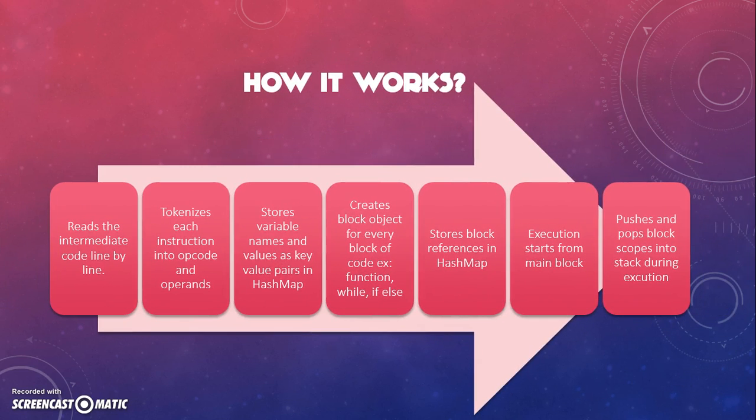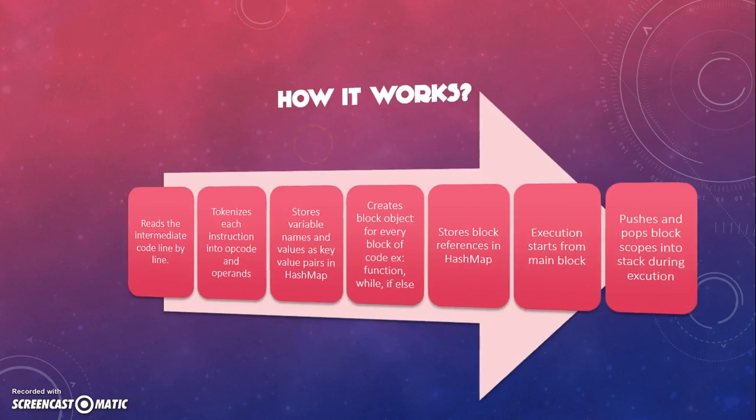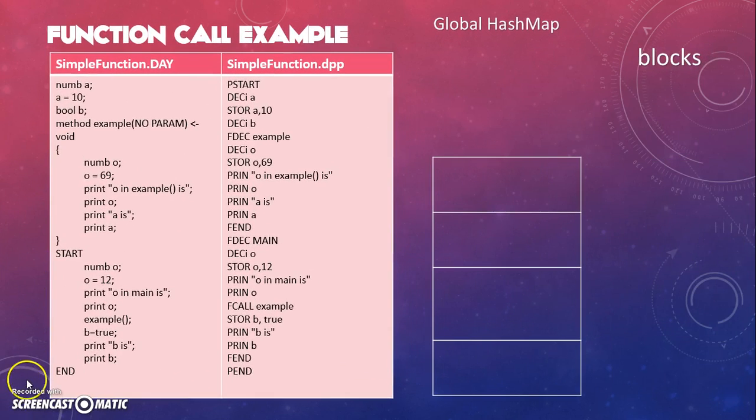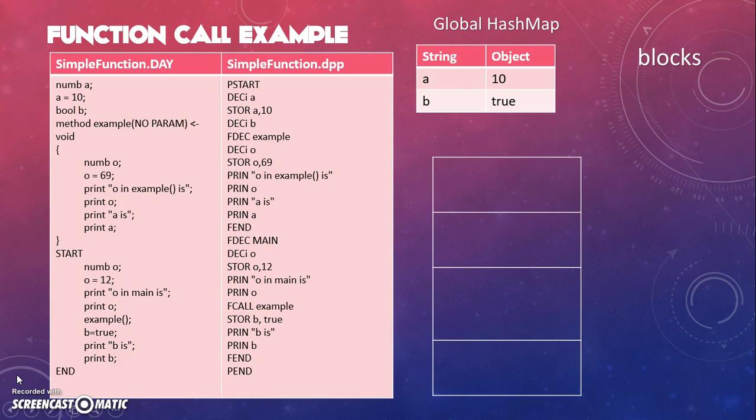Our runtime takes the intermediate code and reads it line by line. Let me show you a simple example. So this is our simple function call program. Variables in global scope are stored in global hash map. Hence, A and B values are stored in global hash map.